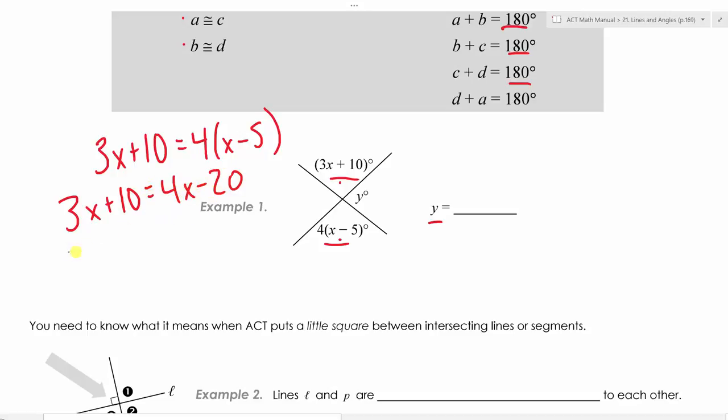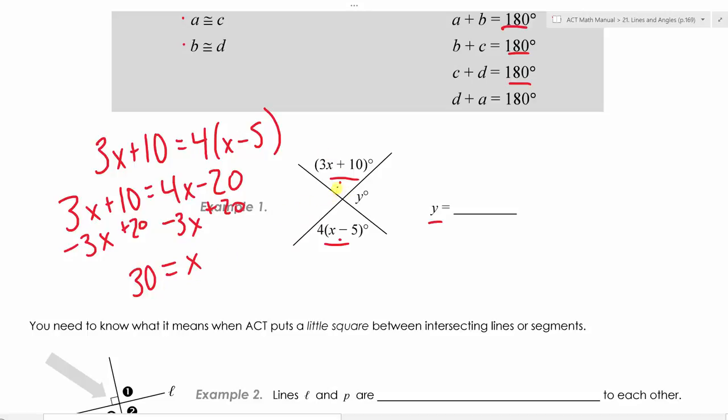I am going to subtract the 3x from both sides. I end up with an x here. I'm going to add this 20 to both sides. Normally I don't like combining steps like this, but I'm doing it anyway. So I just found that x equals 30.